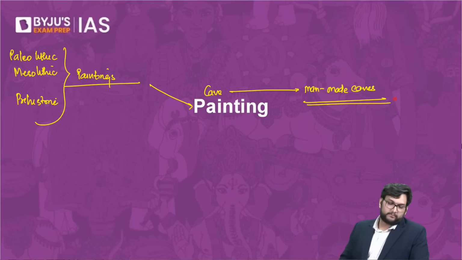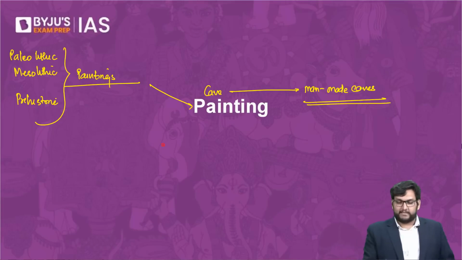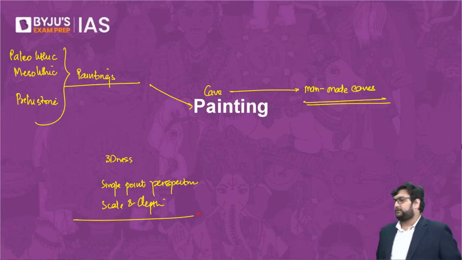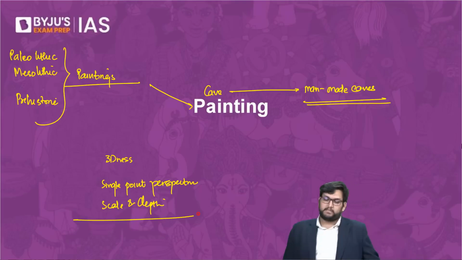So I discussed 3Dness with you, discussed single point perspective, and the last thing we discussed was the issue of scale and depth. This is what we covered previously.